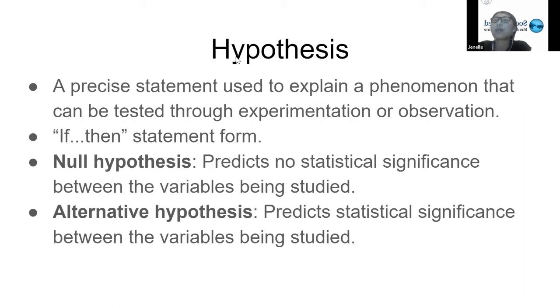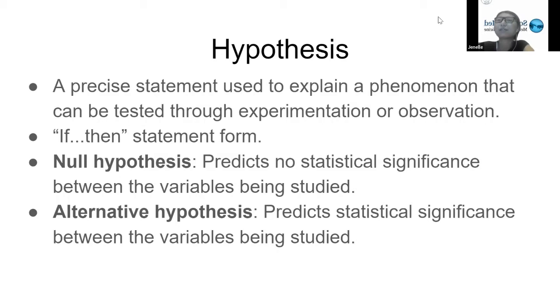And so after doing the background research, the next step would be developing a hypothesis. And a hypothesis is a precise statement used to explain a phenomenon that can be tested through experimentation or observation. It's usually in an if-then statement form, and commonly they usually develop a null hypothesis and an alternative hypothesis.